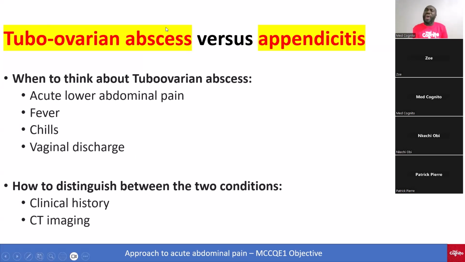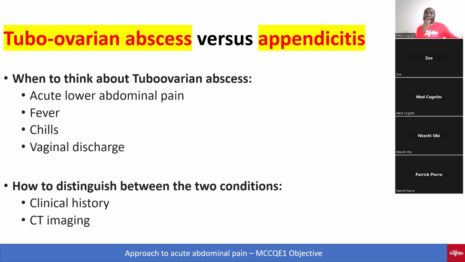All right? How will I be able to tell the difference between tubo-ovarian abscess and appendicitis? Tubo-ovarian abscess, the patient should be female, obviously. Number 2, the patient will have abdominal pain. The patient may have fever, chills. But one thing which will give out tubo-ovarian abscess is the patient may have vaginal discharge. Because it could be a right tubo-ovarian abscess. So it will be right lower quadrant pain, fever, chills. But what will separate tubo-ovarian abscess from acute appendicitis is vaginal discharge.